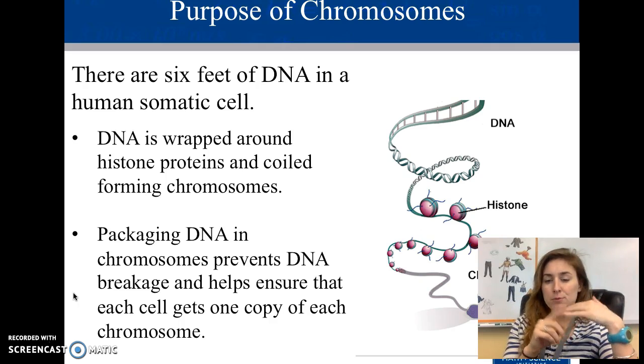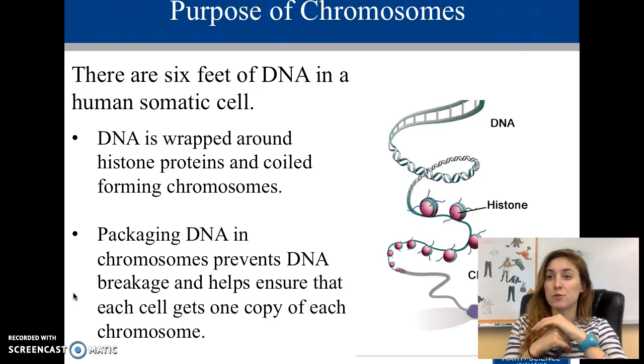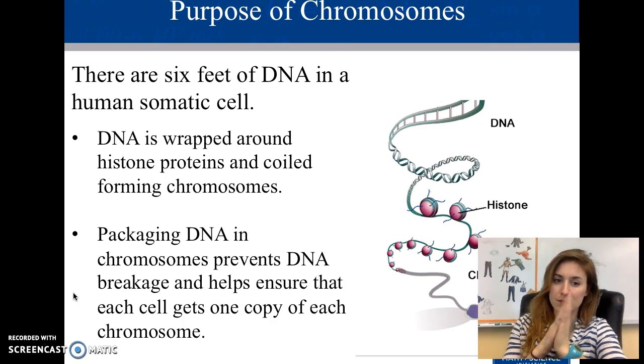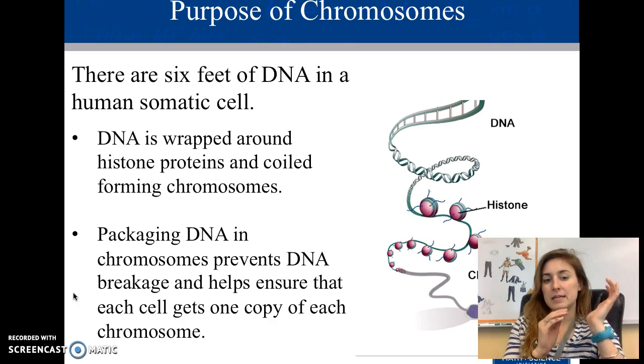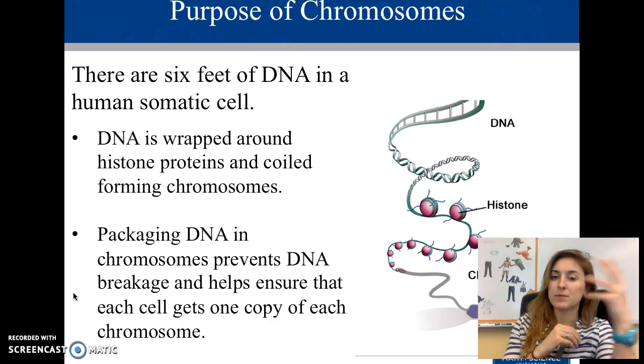Basically, the DNA is wrapped around proteins we call histones, and then they coil together to form chromosomes, which are the organized packages. This prevents DNA from breaking, and it helps ensure that all of this gets copied into the new cell.